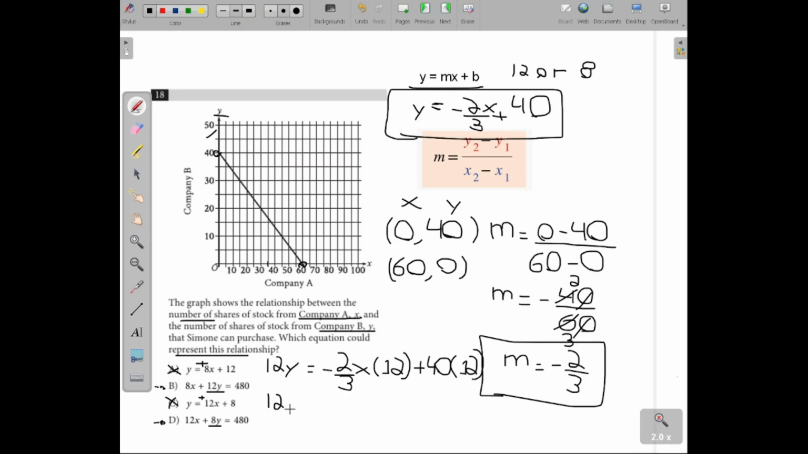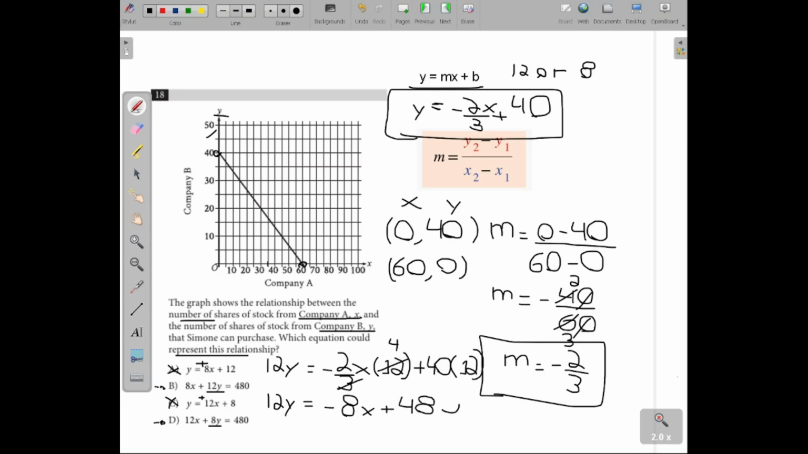Let's solve this equation. 12y is equal to, since this is a multiplication, we can divide 12 over 3, which is 4, because 3 times 4 is 12, so we have negative 8 times x plus 40 times 12, which is equal to 480.